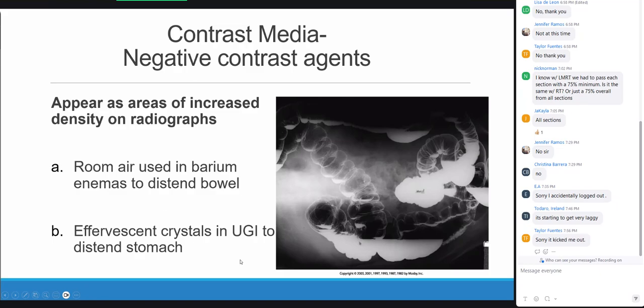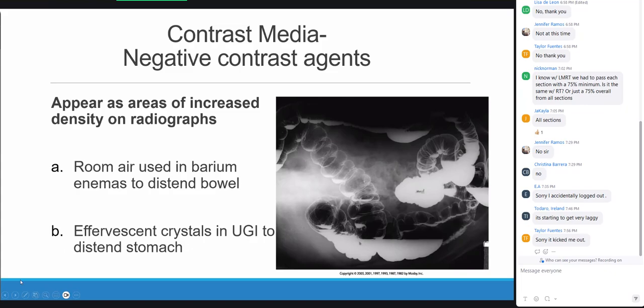Effervescent crystals that we use in the upper GIs also cause distension of the stomach because it's releasing that gas. That air is easier to penetrate. Therefore, it is a negative contrast agent. It reduces, it lowers, it subtracts from the tissue's ability to absorb X-rays. Okay.